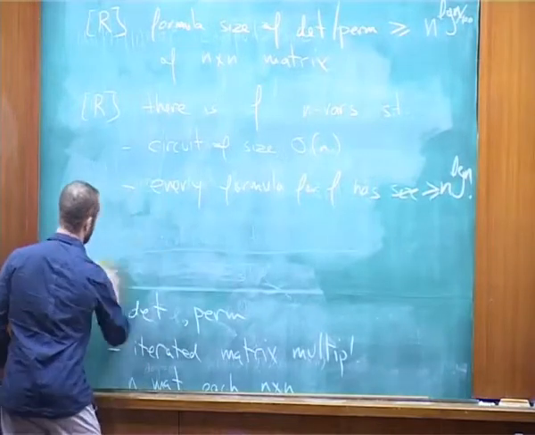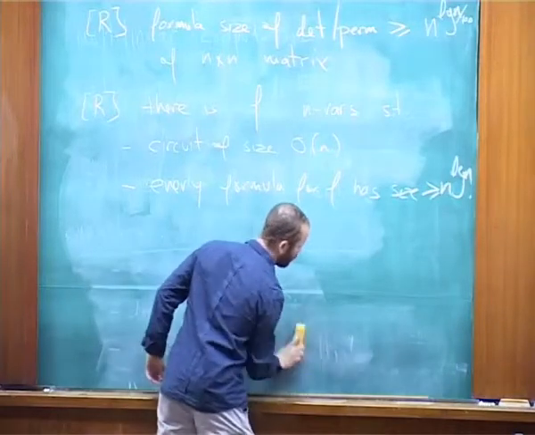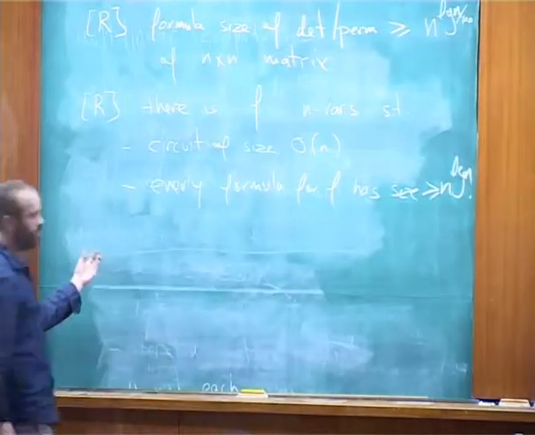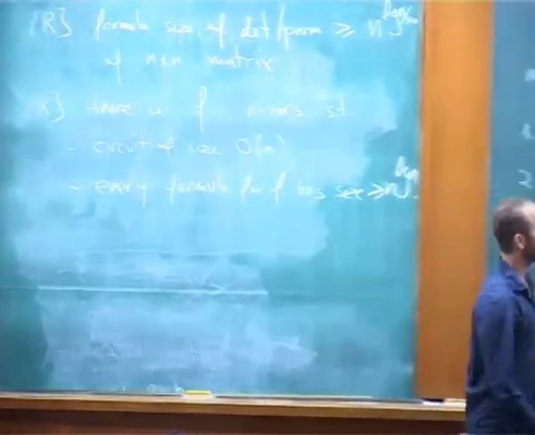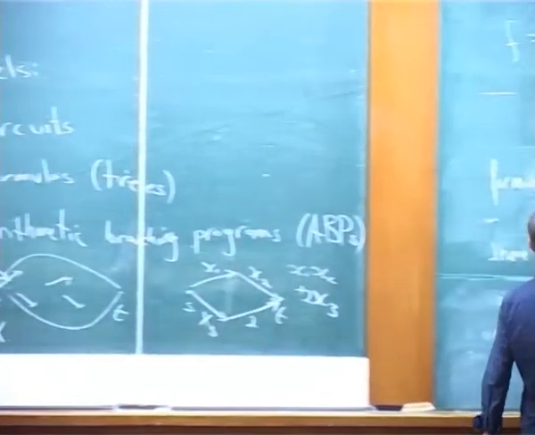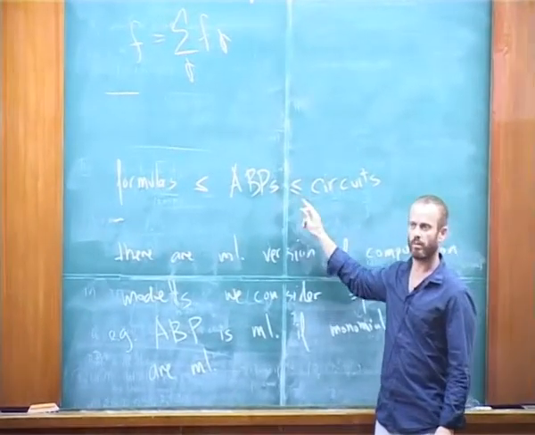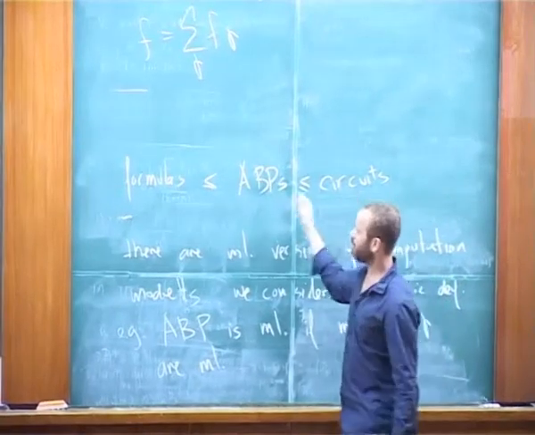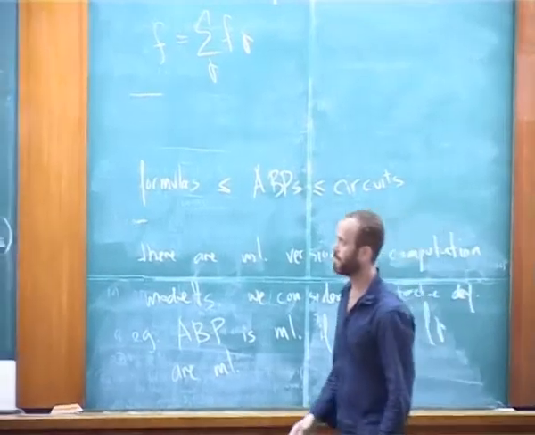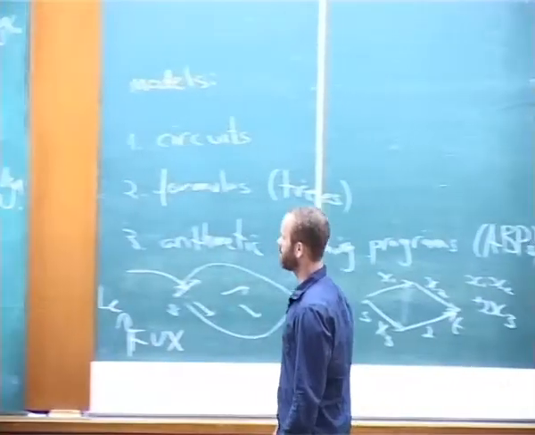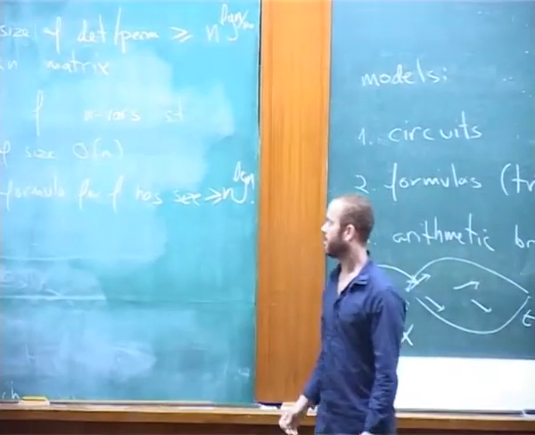This is a more delicate statement, but it also teaches us a lot. So this, for example, tells us that in the multilinear world, one of these inequalities is a strict inequality. So circuits are not formulas. They are strictly stronger than formulas. Okay? There is a small circuit, but every formula must be pretty large.